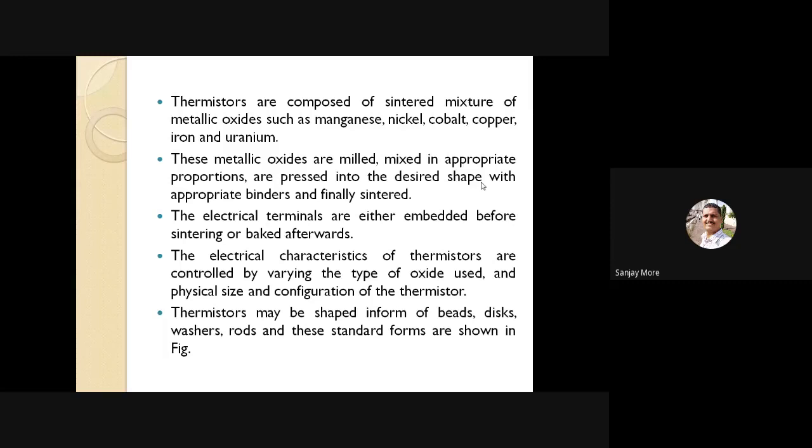Thermistors are composed of a sintered mixture of metallic oxides such as manganese, nickel, cobalt, copper, iron, and uranium.